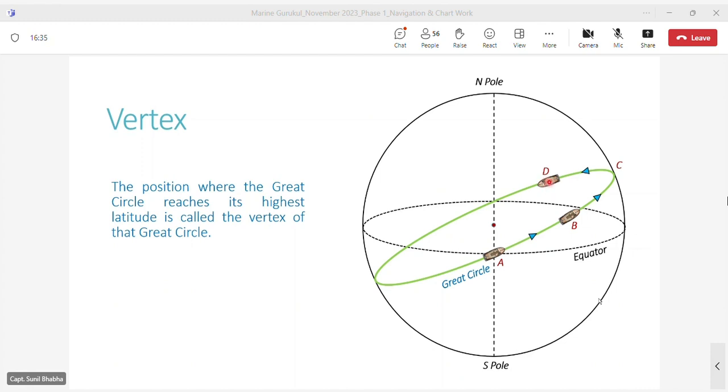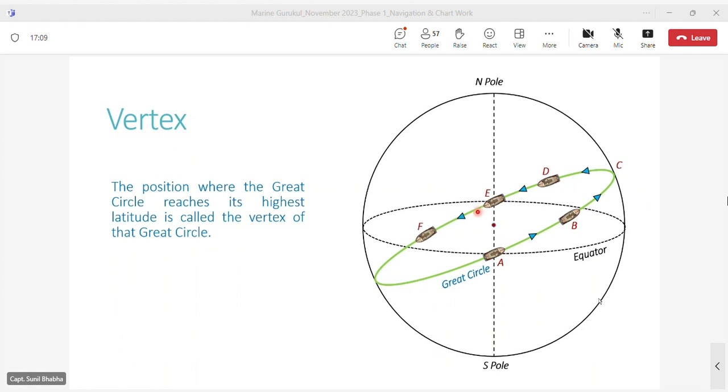And after some time, you will see the vessel at this particular location, which is represented by position Delta. Again, proceeding ahead, after some time, you will see at point Echo, the vessel is on the far side of the Earth and is crossing the equator again. Now it is crossing the equator from the northern hemisphere into the southern hemisphere. At point Alpha, at point A, it was crossing the equator from the southern hemisphere to the northern hemisphere. At point Echo, it has again entered into the southern hemisphere.